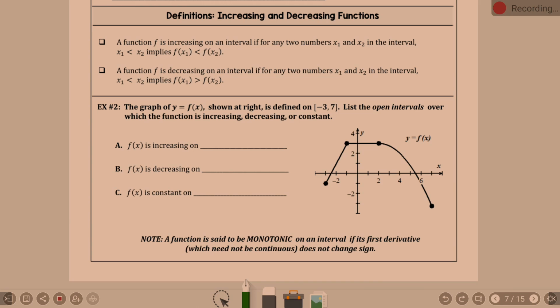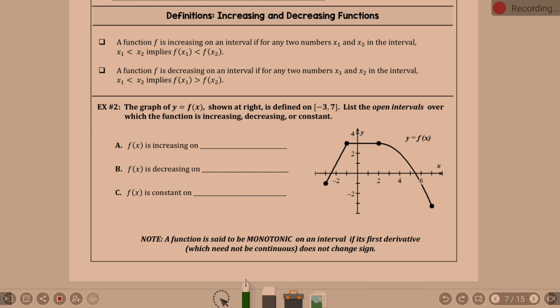Okay. A function is decreasing on an interval if for any two numbers in the interval, x1 is less than x2, that implies that f of x1 is greater than f of x2. So this is still, as you move to the right, your x values are increasing, but your y values are decreasing. Okay? It's a fancy way of saying what they're saying.